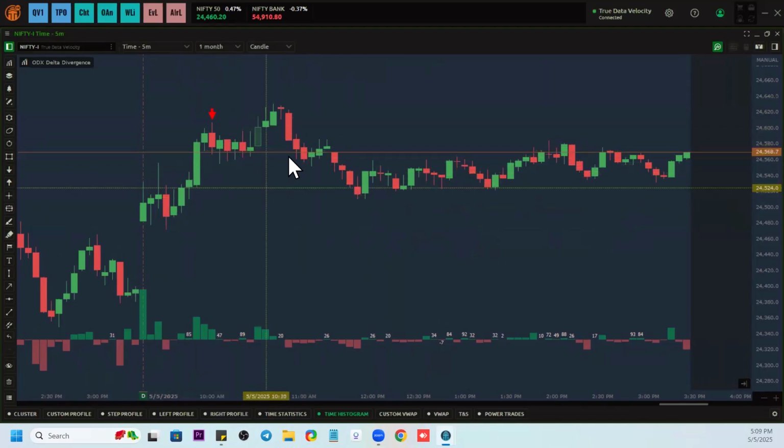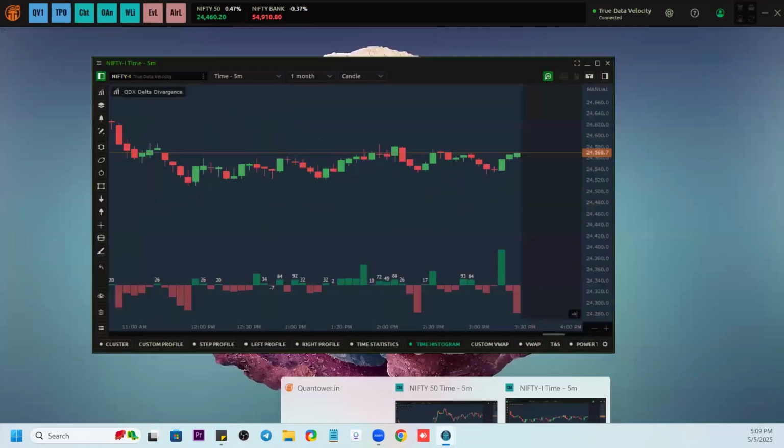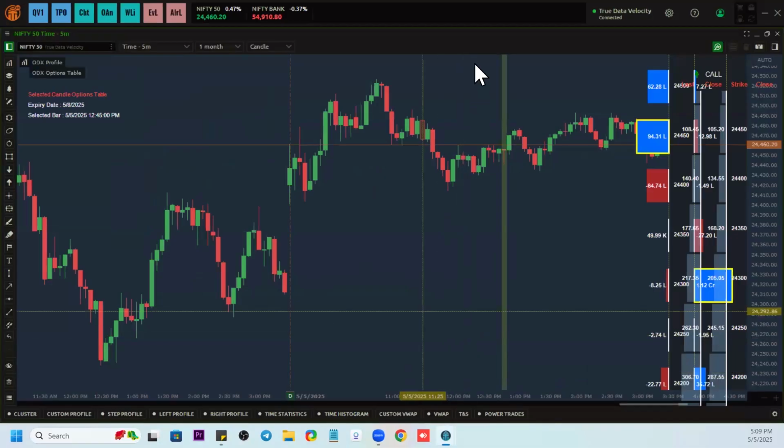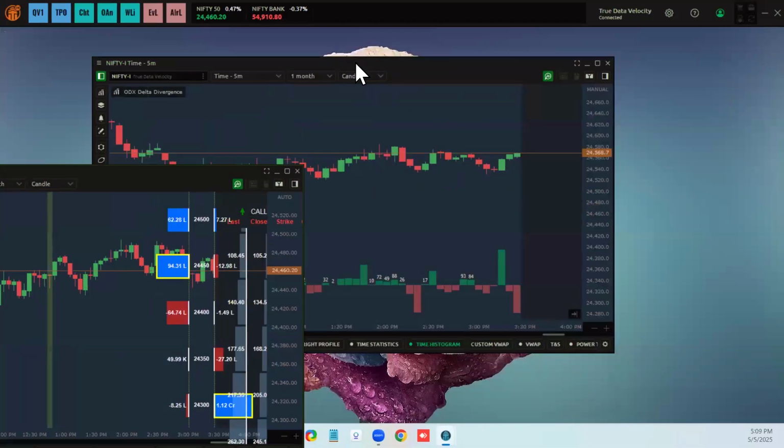Now, how can you confirm this with other things as well? There are a lot of ways to confirm it. One way is to look at the options data. So I will just have the options data here as well, and let me show you.